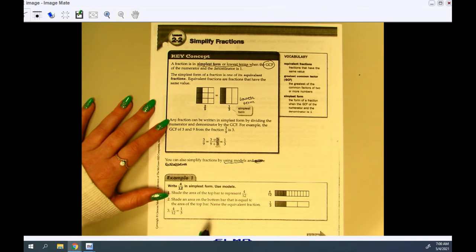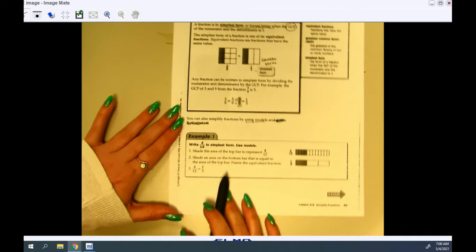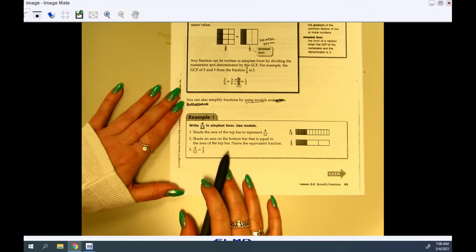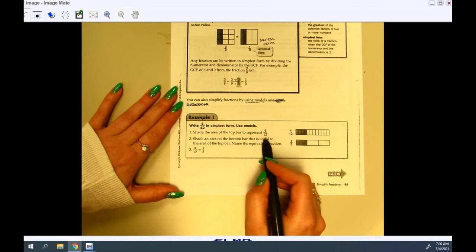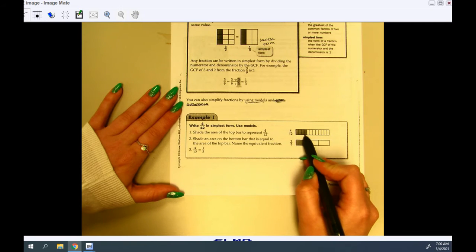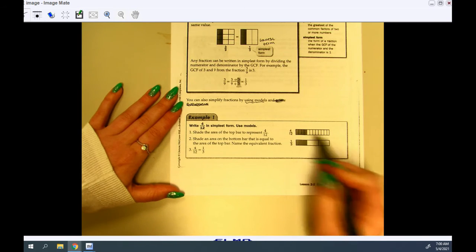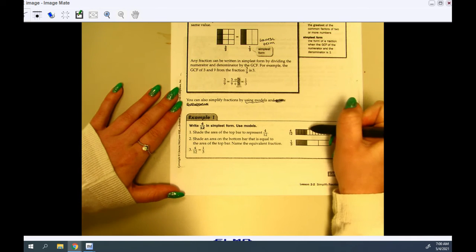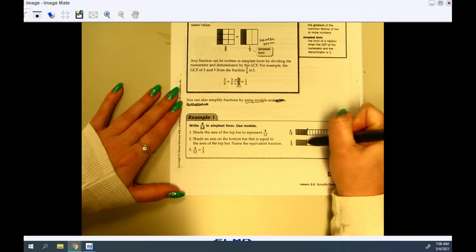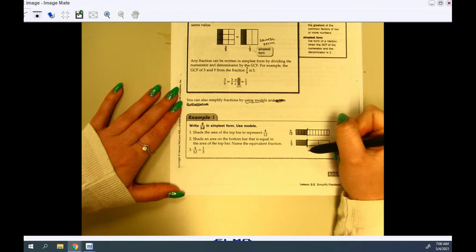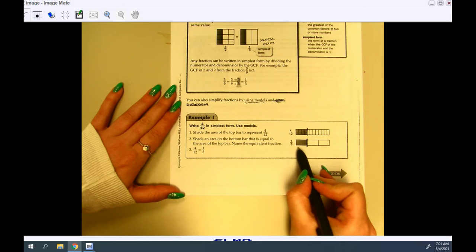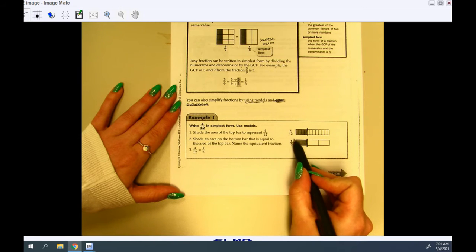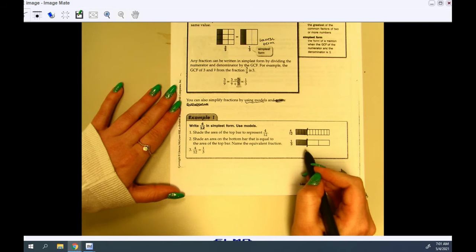So if we look down here at example 1, we're going to be using 4/12, and we want to put that in simplest form. It says shade the area of the top bar to represent 4/12. So here they did 1, 2, 3, 4, and shaded it in. To get the bottom one, they matched up this line with whatever line it matched up with down here, and then they shaded to the left. They saw that they only shaded in 1 box out of the total of 3. So that means our 3 goes in the bottom and our 1 goes in the top. So that's how we use those models, okay?